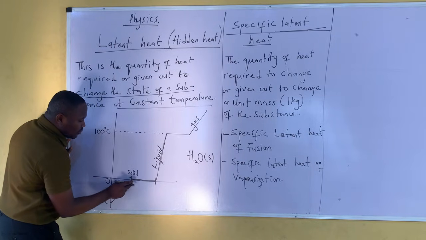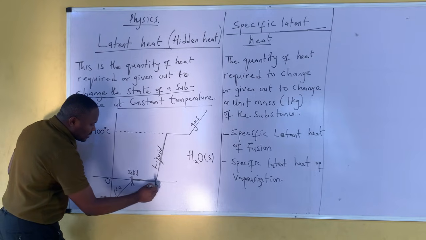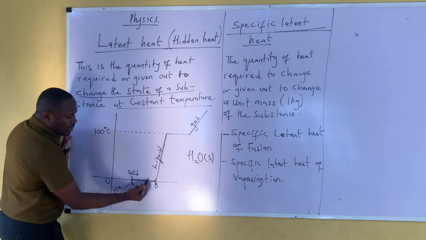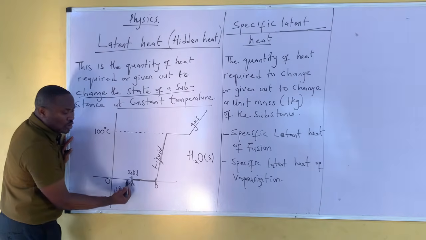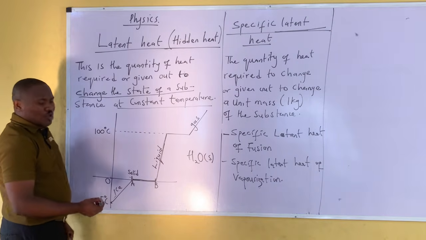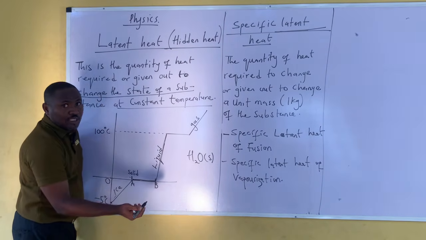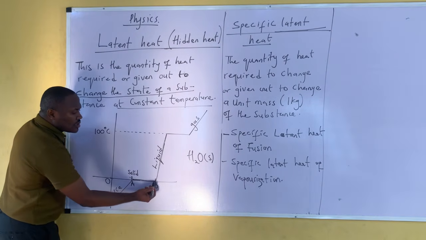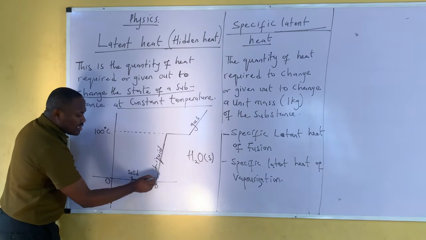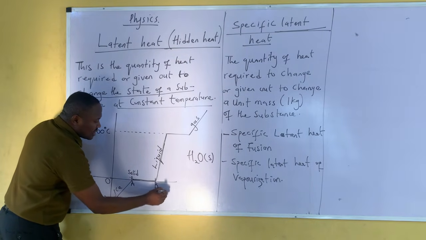Let's give this point here A, and let's give here B. Now between A and B, the substance has undergone a process. And what's that process? It's called melting. So the substance, which is water in the form of solid, which is ice, melts to this stage. Now, at this point, it is in a liquid state.